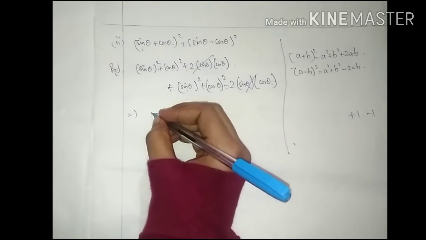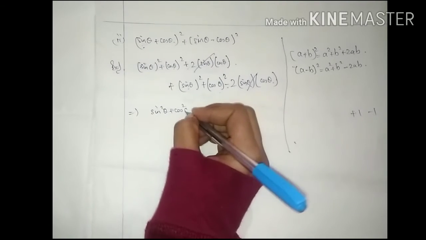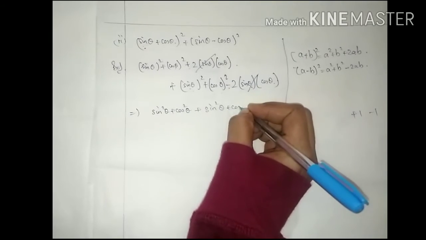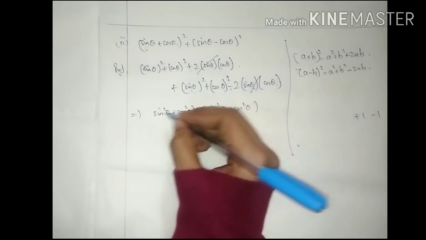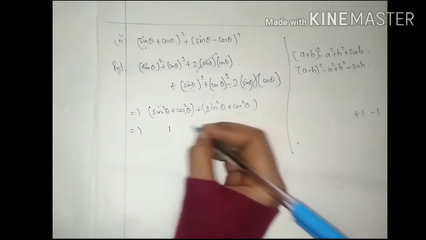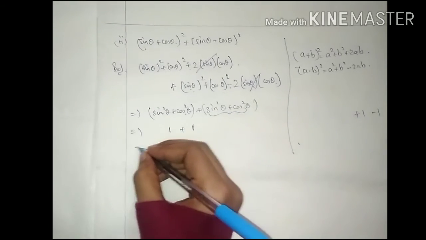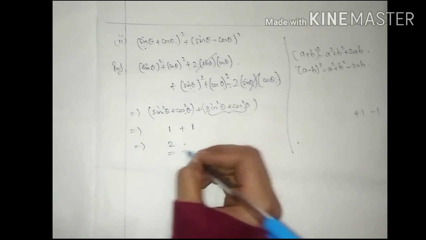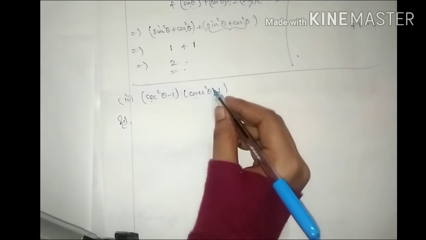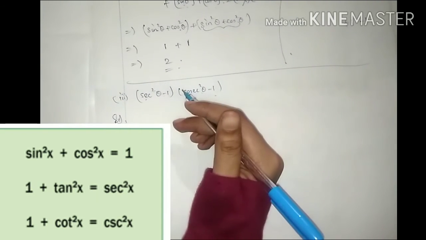So here I am writing sine square theta plus cos square theta, we are having plus, then here also sine square theta plus cos square theta. So here we can use the trigonometric identity. Sine square theta plus cos square theta is equal to 1. Here in place of this also we will get 1. 1 plus 1, 2. So you got the value for this. Then secant square theta minus 1, cosecant square theta minus 1. So here we can use trigonometric identities.